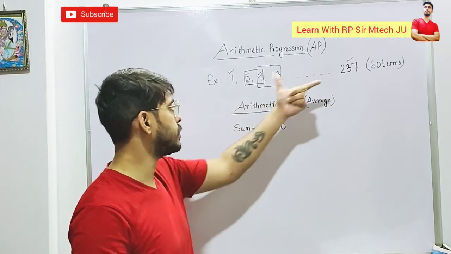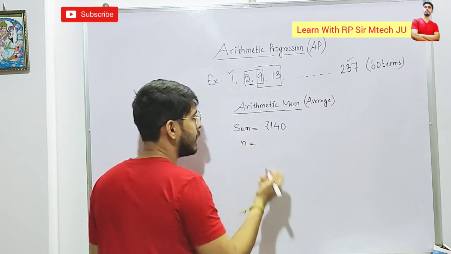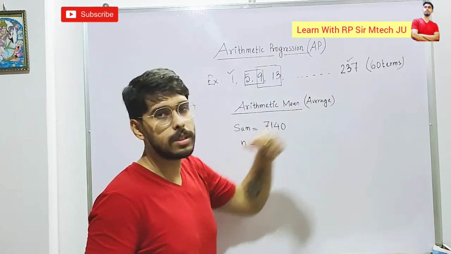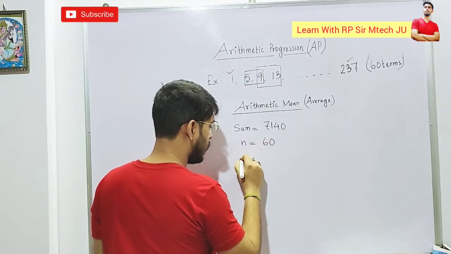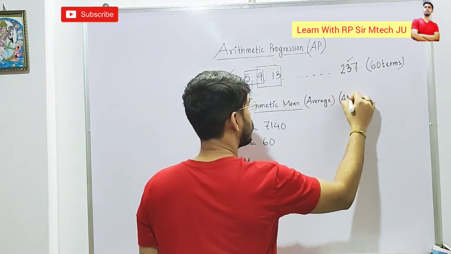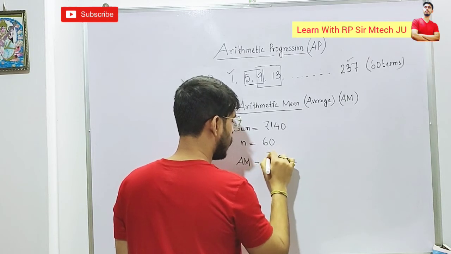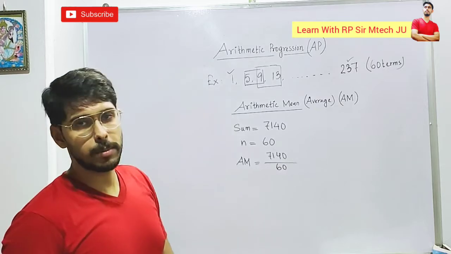Okay, the total sum is 7140, and n, what is n? It is the number of terms. N, this is 60 terms. We have already got that one also. So what will be the AM? AM stands for the arithmetic mean. Okay, it is also called AM. So what will be AM here? It will be 7140 divided by 60. That will be the arithmetic mean.